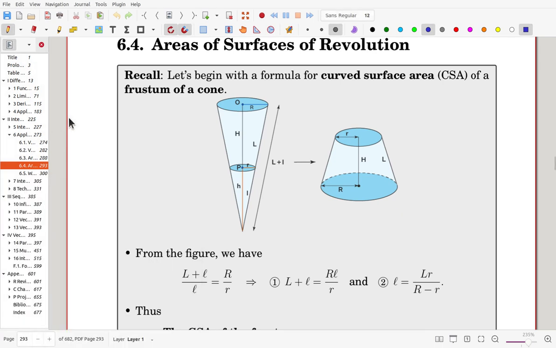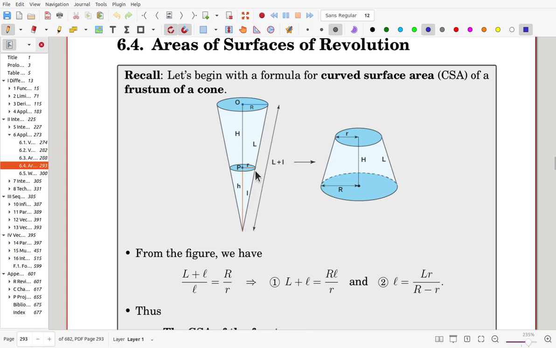If a cone is cut by a plane parallel to the base, then we can get a frustum. This portion is rotated, then we can get this frustum. We have to find the curved surface area of the frustum. In order to do that, let's go back to this picture.